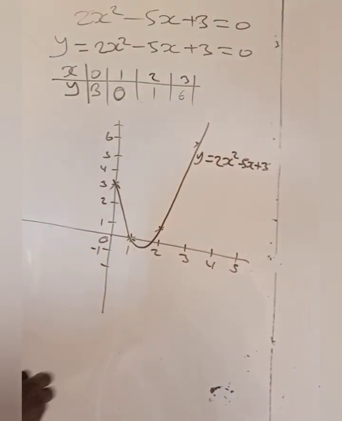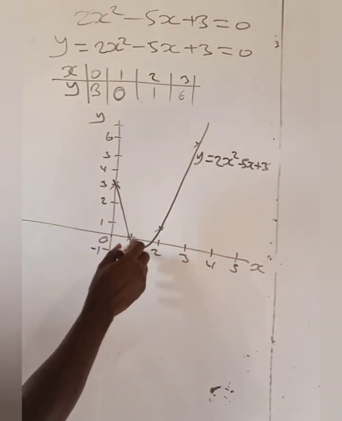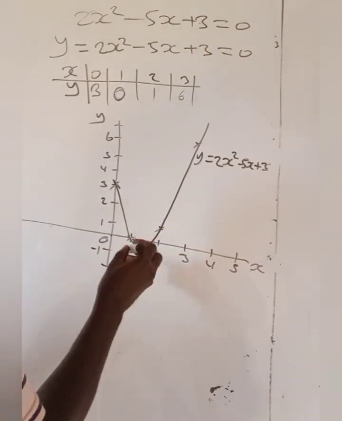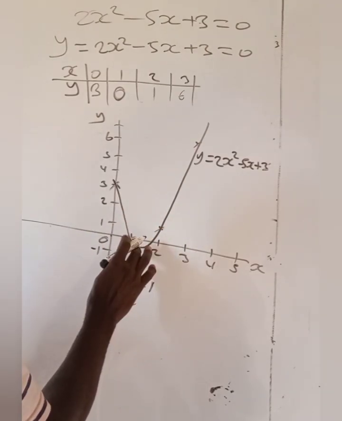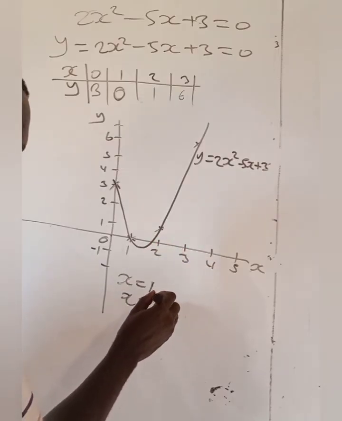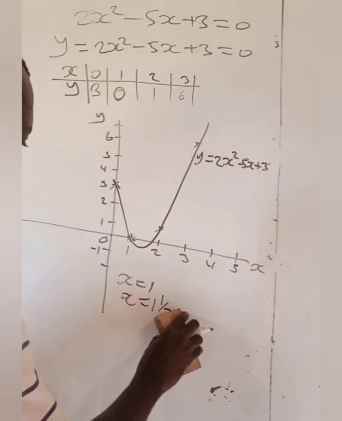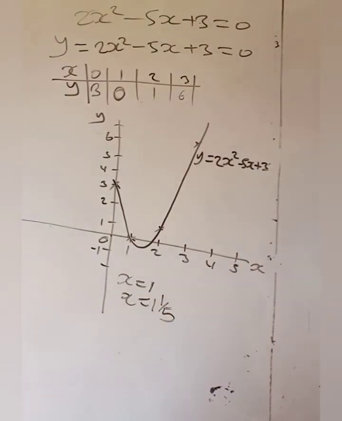You label like that. So this is x, this is y. You can clearly see the values of x approximately where the curve cuts the x-axis. So you can see the first value is 1, and this curve also cuts somewhere here. It's approximately 1.5, if you do this graph to scale. So that's how we solve graphically.